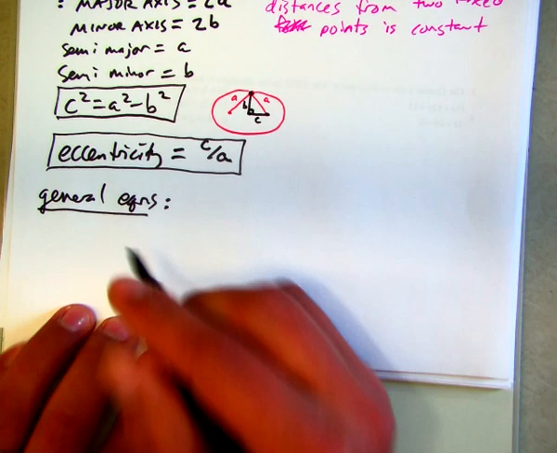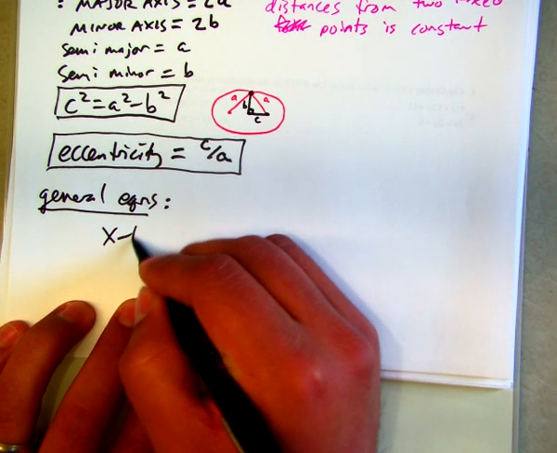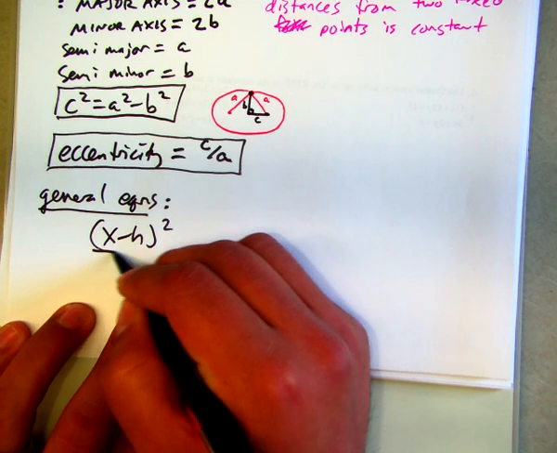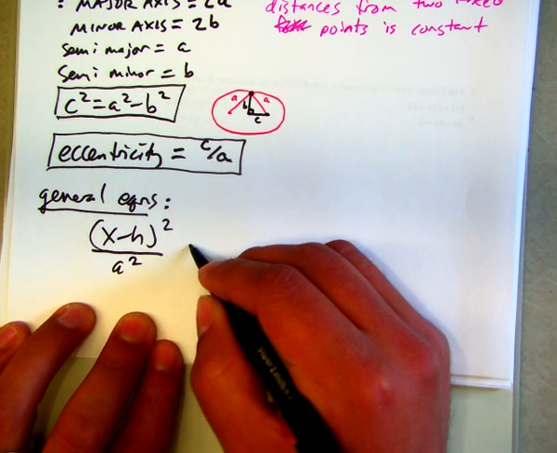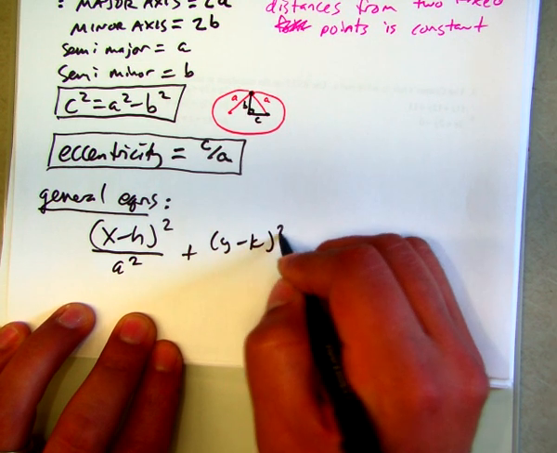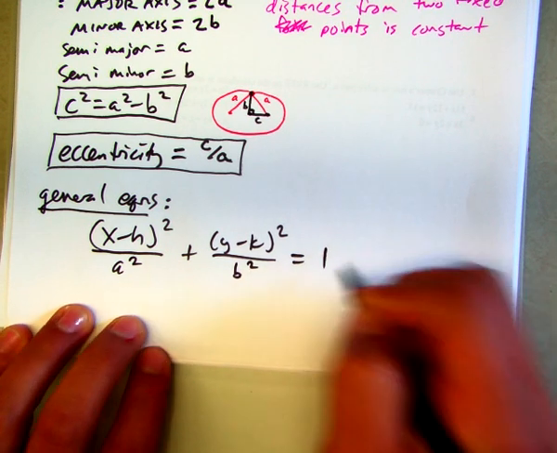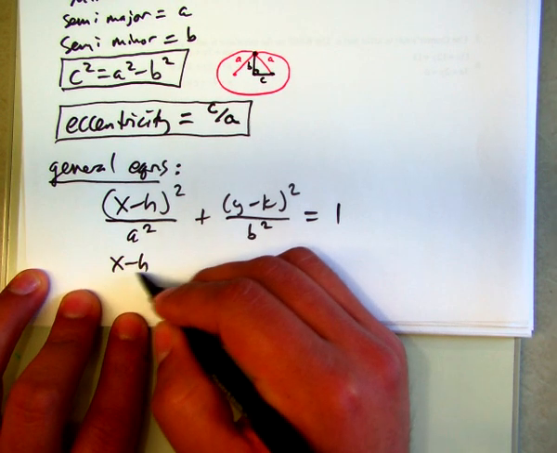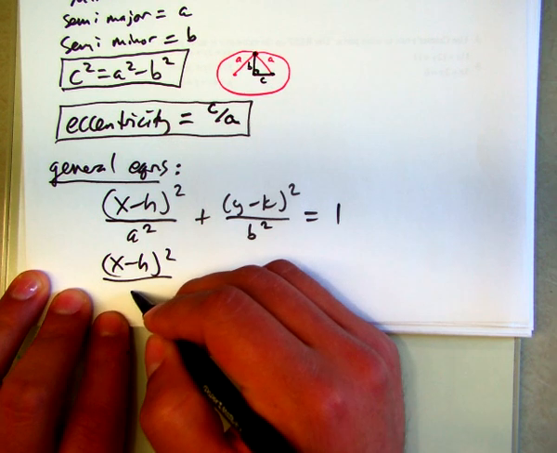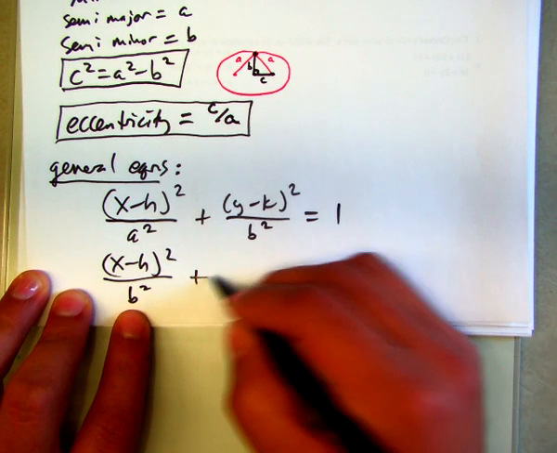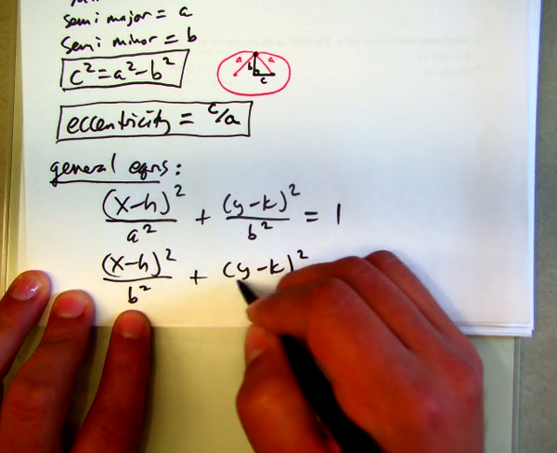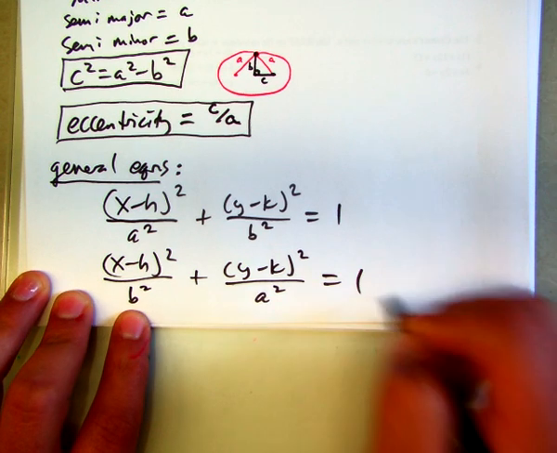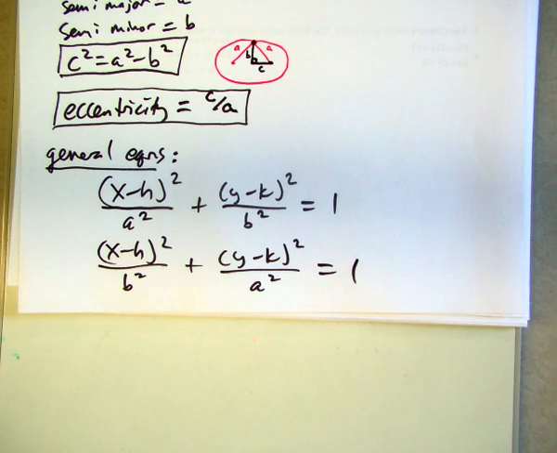I'll give you two options. (x − h)² over a² plus (y − k)² over b² equals 1. Or (x − h)² over b² plus (y − k)² over a² equals 1. These are the only two options you have. These are the most convenient forms because this is going to be easy to graph when it's in this form.